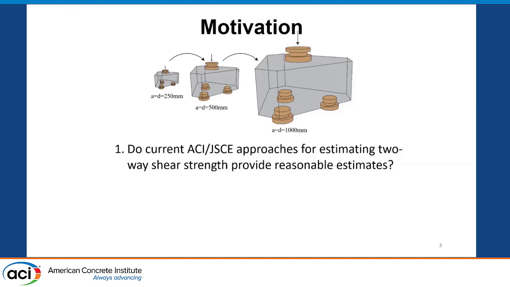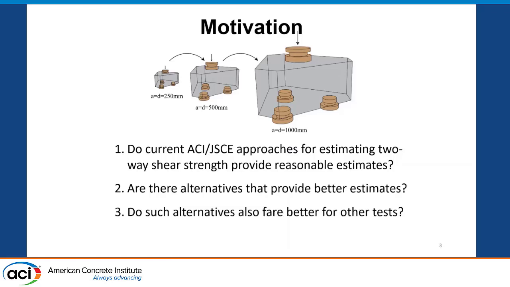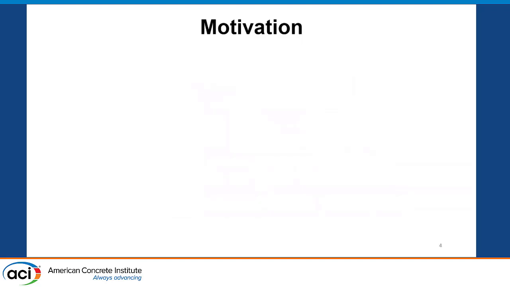So are they excessively conservative? Conservative is good, but too conservative and inefficient. Are there alternatives that could provide better estimates? And then do these alternatives fare better for other tests? So maybe they work for our tests, but they don't work for other tests. We wanted to evaluate some other tests as well.